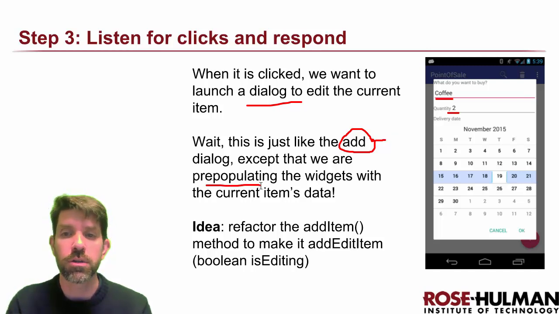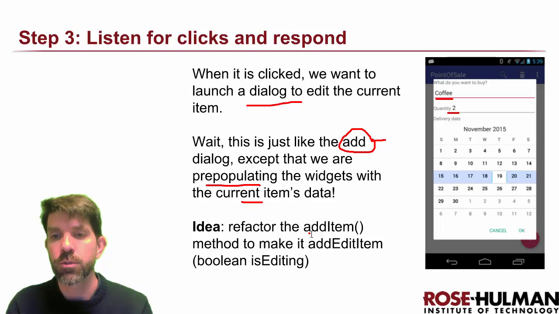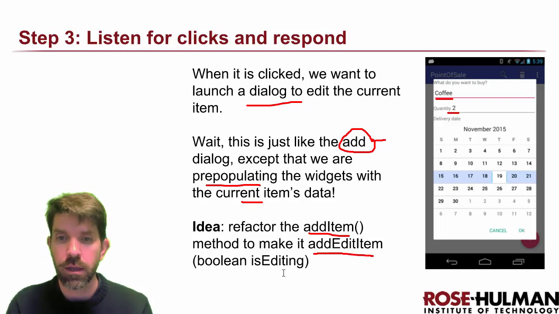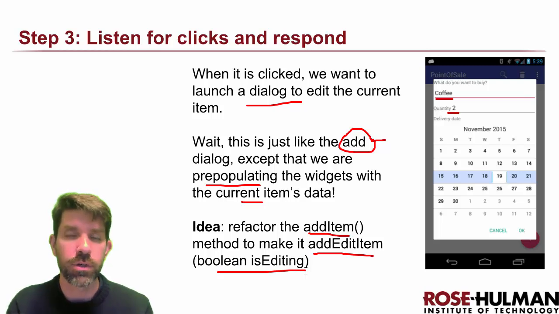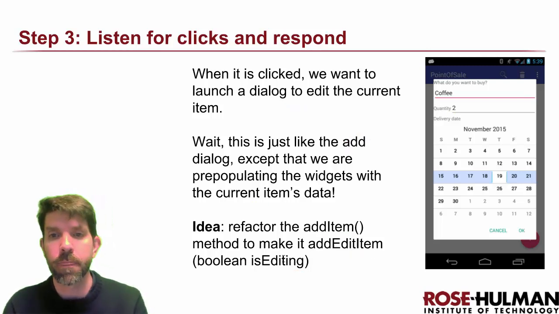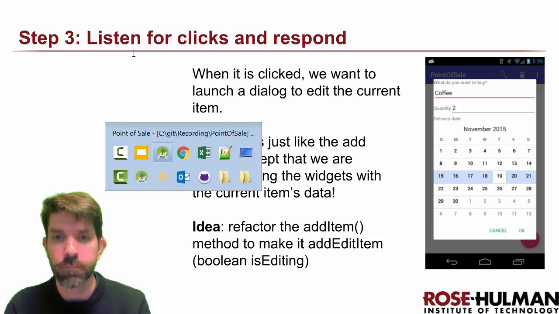The only thing that you want to do is to pre-populate these widgets with whatever's currently there, right? So I'd suggest that we do a little refactor to our code here. We could take our add item dialog and modify it so that it can do add or edit. And then we could pass in a Boolean that would tell us which we're going to be doing. All right, so let's go ahead and try that out.